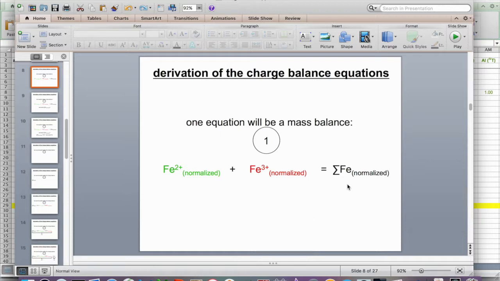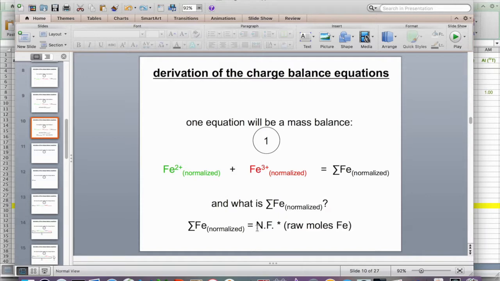So what is this total amount of iron that we have available? What is the sum of iron normalized? Well, we have the ability to calculate that already. It's the normalization factor times the raw moles of iron. So we're going to come back to this a little later on, but what we want to do first is look at the next equation.